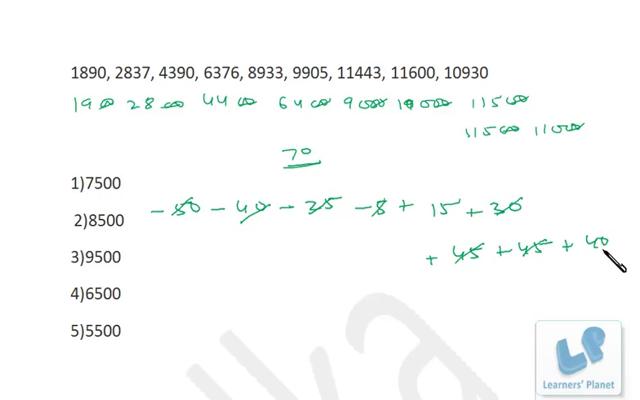So we are left with 40 plus 15, that is 55. So 55 divided by 9, that's around 6. Okay, 9 sixes are 54. So the new average will be 70 plus 6, that we can say around 76, and we have eliminated 2 zeros. So the average will be around 7600, since the options are keeping a difference of 1000 among them. So the closest option to that is 7500. Okay.